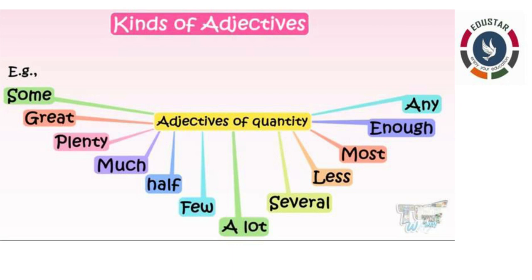The words like some, great, plenty, much, half, few, a lot, several, less, most, enough, any, they refer to adjectives of quantity. Okay. I hope you understand adjectives of quantity. Can we see the next kind?